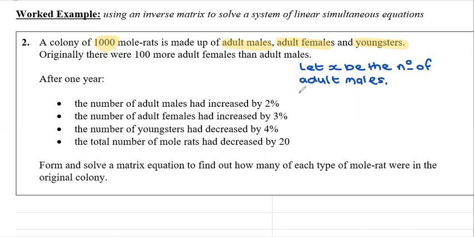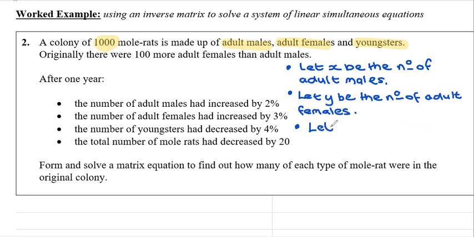Okay, and similarly, so that's the first thing. Next thing, we're going to define y, so that's going to be the number of adult females. That's my shorthand for number. All right, and then you probably guessed it, we're going to use the letter Z. So let Z be the number of youngsters.